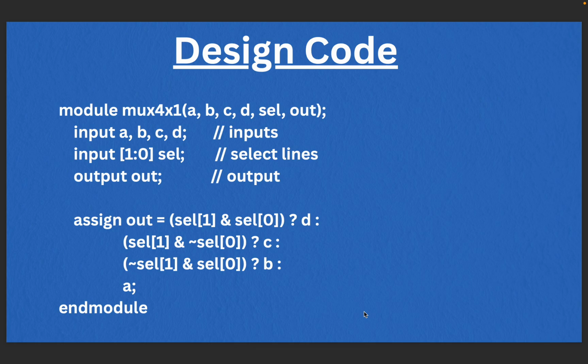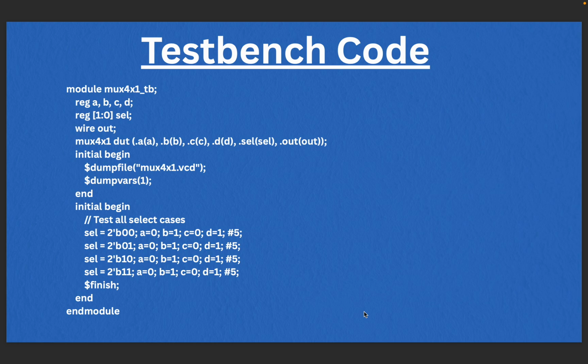Now the Verilog testbench code. It's called 4-into-1 MUX TB. It declares reg variables for the inputs to the design under test, which are A, B, C, D, and select. It declares a wire called out to connect to the output of the DUT. It instantiates our MUX 4-into-1 module, connecting the testbench registers and wires to its ports. This is the DUT, design under test.